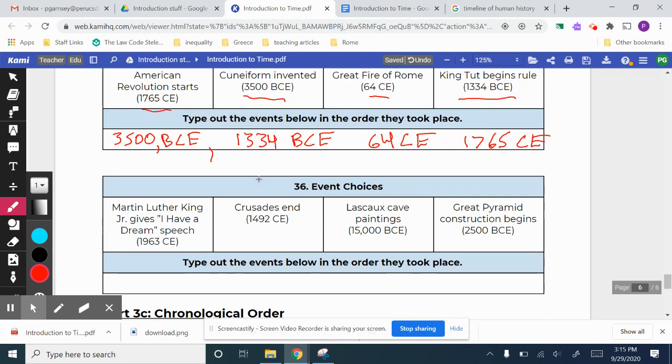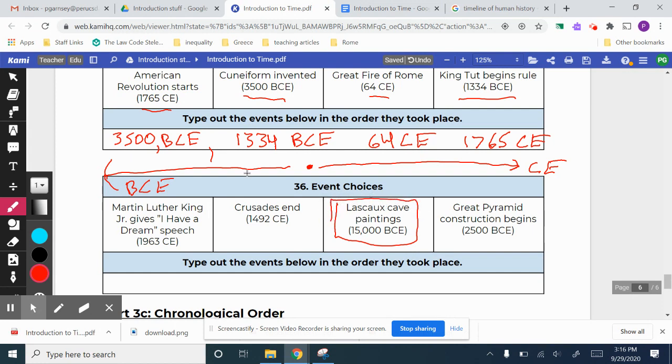Same thing for 36. How could we put these in chronological order? All right. I would say the number line or timeline might be helpful again. CE events go on the right. BC events would go on the left. So what's the event with like the biggest BCE number? That would be the cave paintings, which we've actually seen in this class. So the first event here, the oldest event, would be the cave paintings from 15,000 BCE.